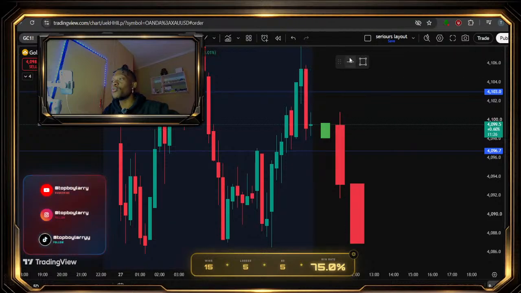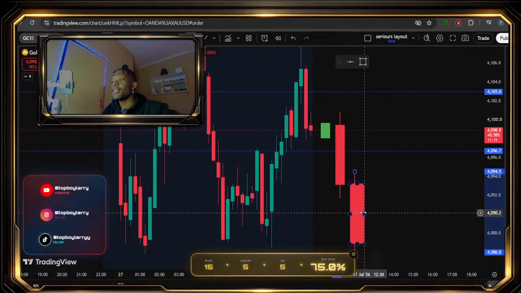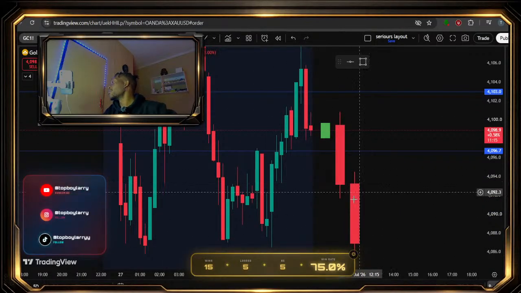So these are the two possible moves that I'll be waiting for, and anything besides that, then I'm not interested in taking a trade here. I would rather wait. So these are the two potential moves that I will be waiting for here.